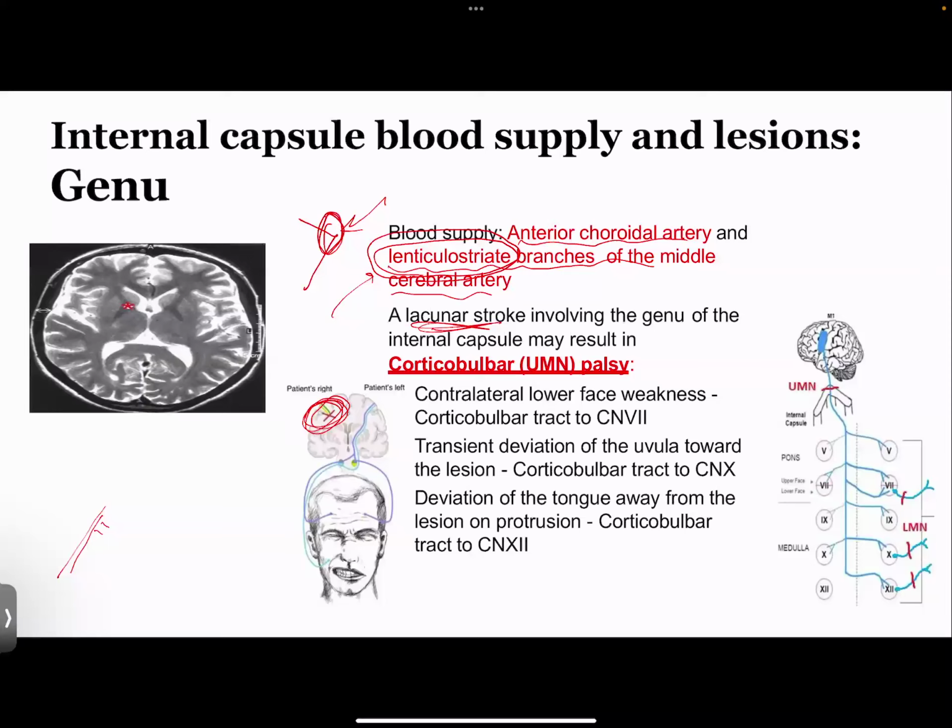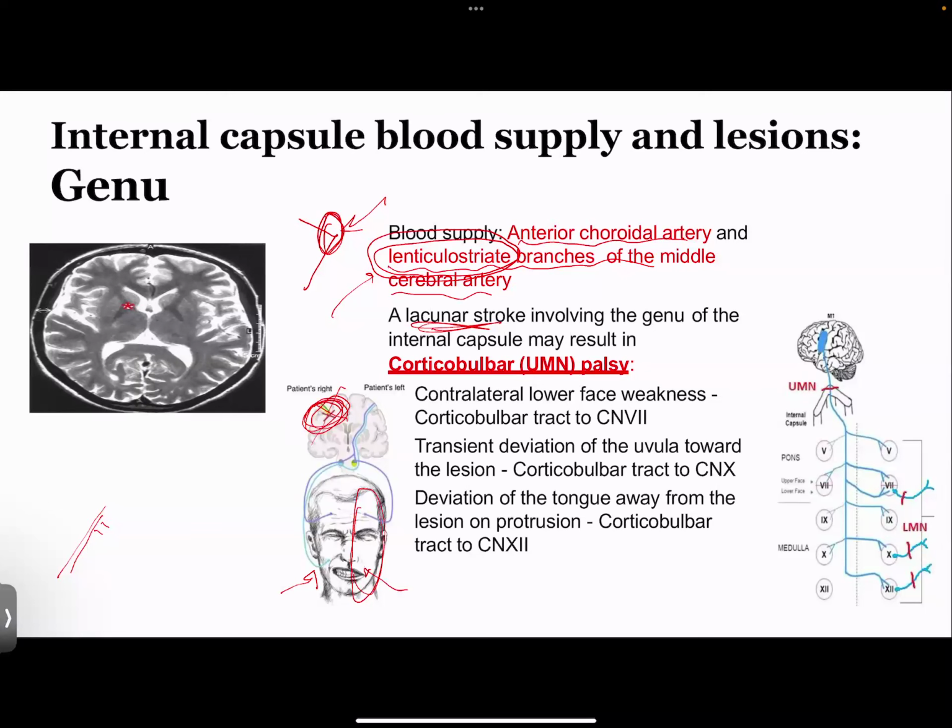Okay, so basically this is the patient's right. We have a stroke in here. So what are we going to have? We're going to have face weakness. You see how he's grimacing, moving his face. And here they can move, but they're not moving. Why? Because we have face weakness.